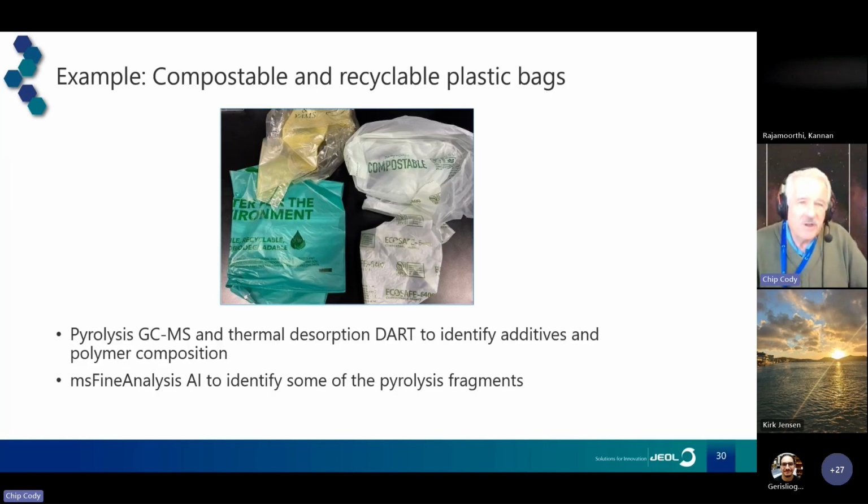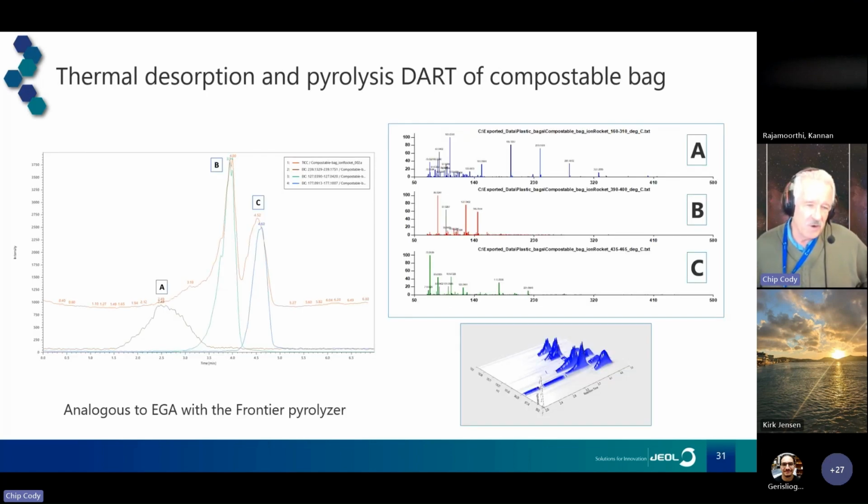My colleague, Dr. Kirk Jensen, has been looking at compostable and recyclable plastic bags for a project. And we did pyrolysis GCMS and thermal desorption DART to try to identify additives and polymer compositions. And we used MS Fine Analysis AI to identify some of the pyrolysis fragments. So when I first ran this on DART, just because it was set up, we used the thermal desorption pyrolysis attachment. And there are essentially three zones of compounds coming out.